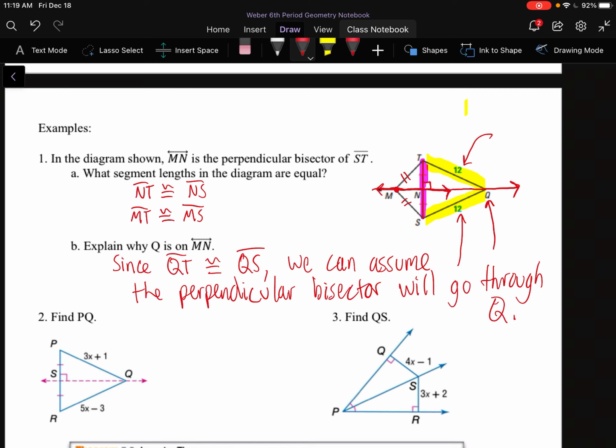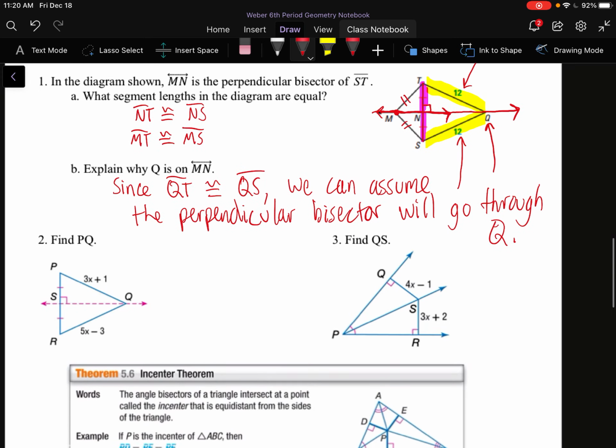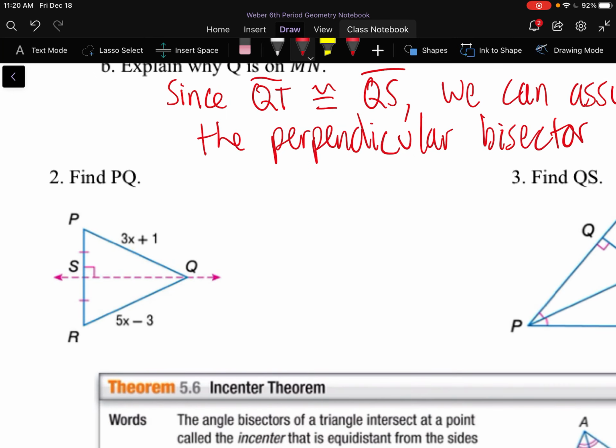And we are done there. Number two says find PQ. Notice PQ is the length here. We know that that length is 3x plus 1. Notice we have an x in there. We have a variable, so we're going to have to solve for x here to find that length of PQ.